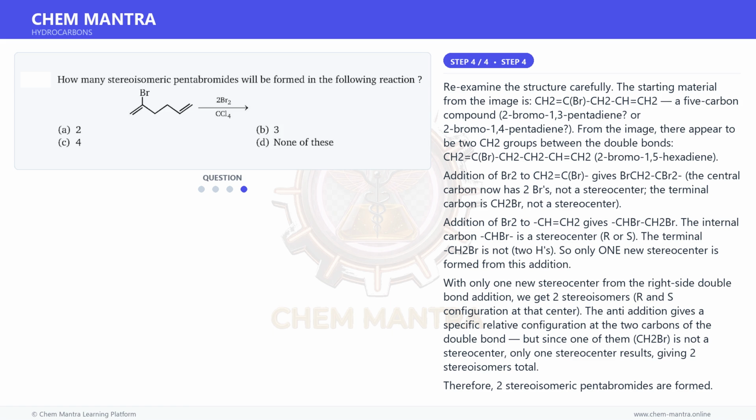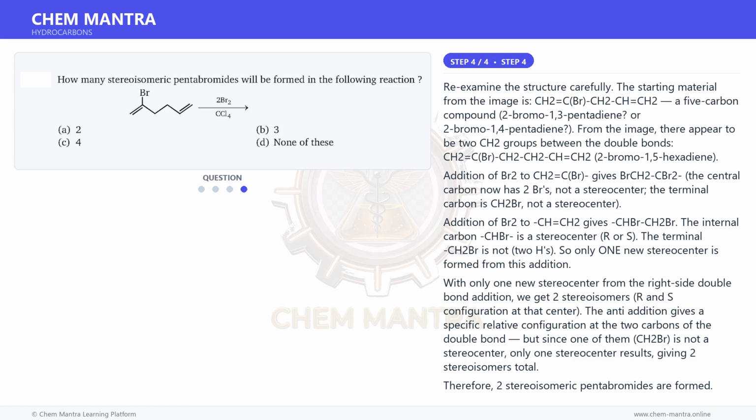With only one new stereocenter from the right side double bond addition, we get 2 stereoisomers, R and S configuration at that center. The anti-addition gives a specific relative configuration at the 2 carbons of the double bond, but since one of them, CH2Br, is not a stereocenter, only one stereocenter results, giving 2 stereoisomers total. Therefore, 2 stereoisomeric pentabromides are formed.